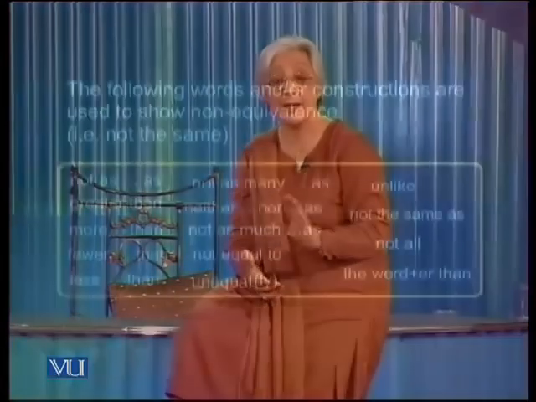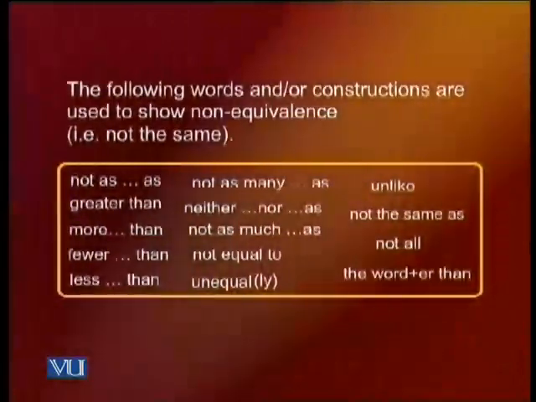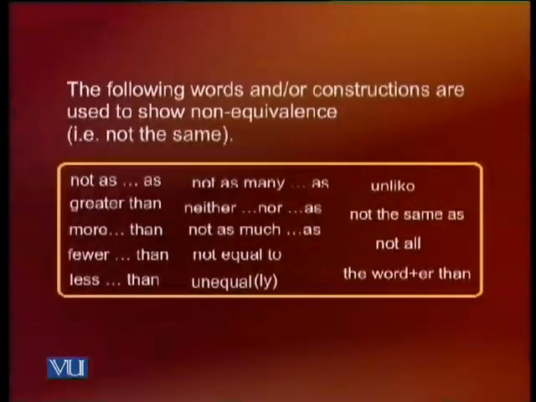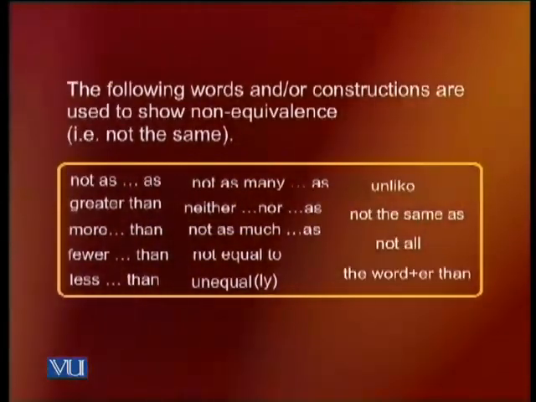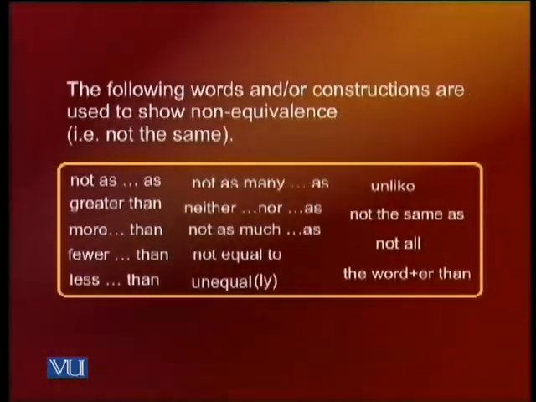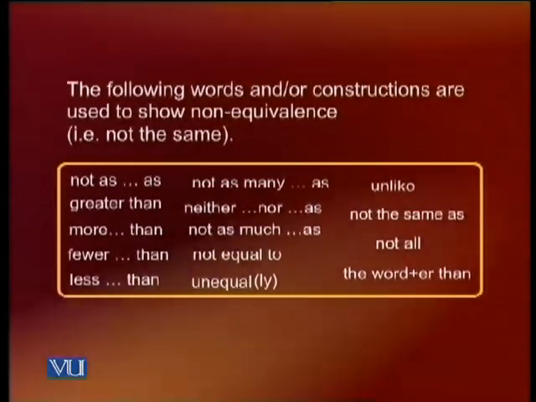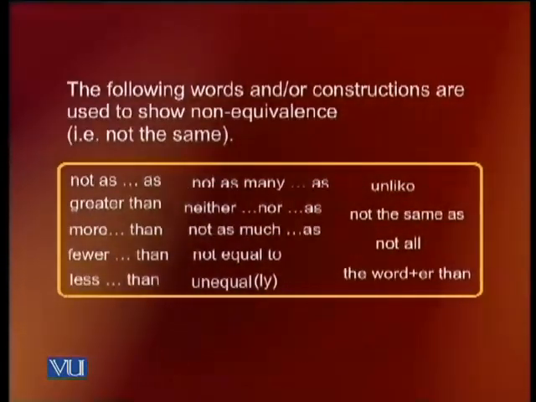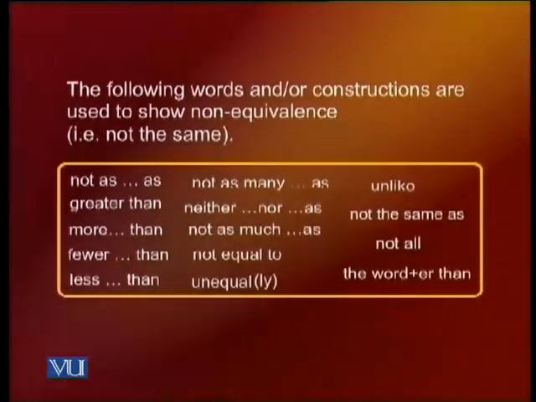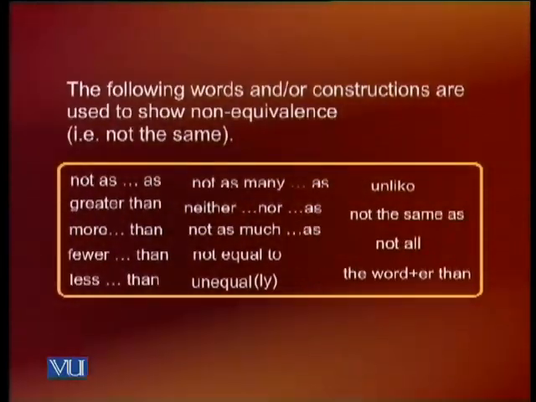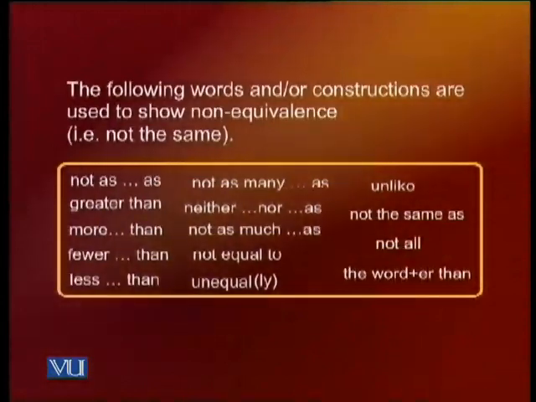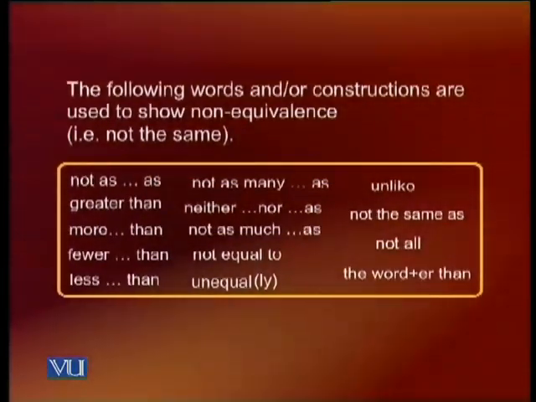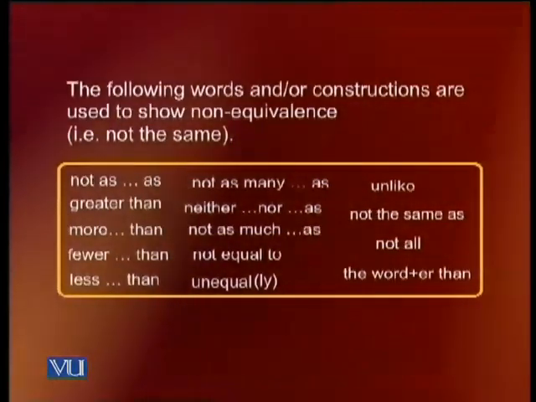Now there are a group of words and constructions which are used to show non-equivalence. Non-equivalence means not being the same. And these are not as big as, or not as great as, the words greater than, more than, neither nor, not as much as, not equal to, unequal or unequally, unlike, not all.